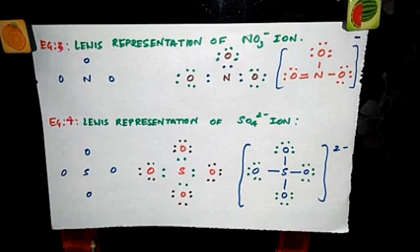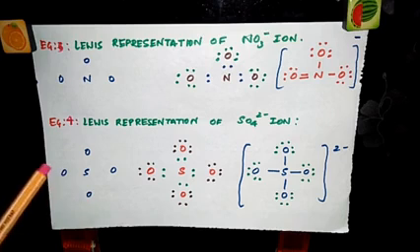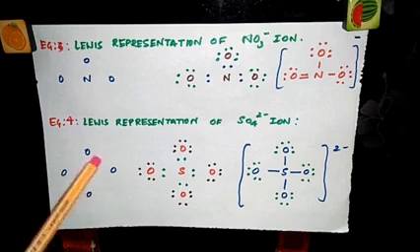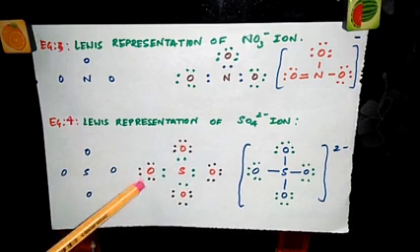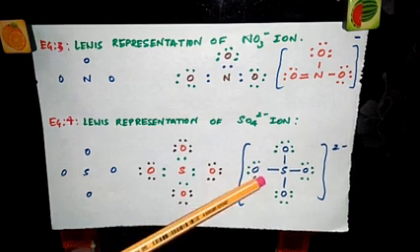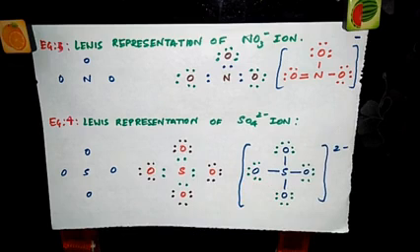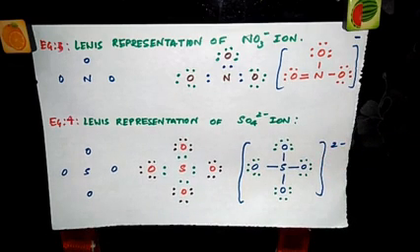The next one is the Lewis representation of SO4 2 minus ion. So you put the skeletal structure, sulfur in the center and 4 oxygens, and put a shared pair of electrons between each sulfur and oxygen. Complete the octet for all the oxygens. Now check for sulfur. For sulfur, the octet is complete, so no need of multiple bonding. So just represent it as such and put this 2 minus outside the bracket. So this is the Lewis representation of SO4 2 minus ion.